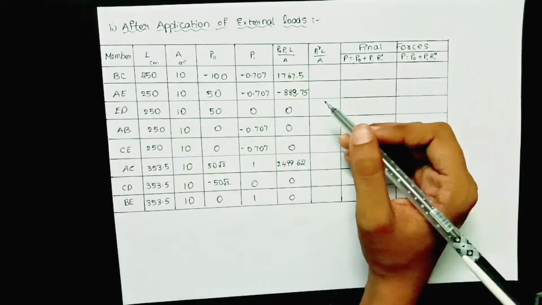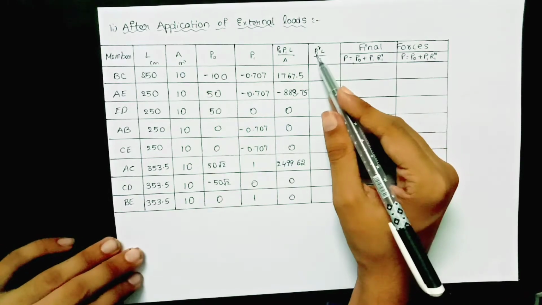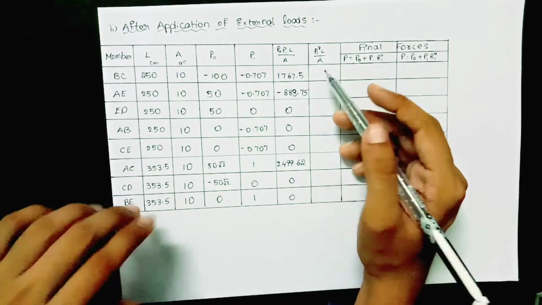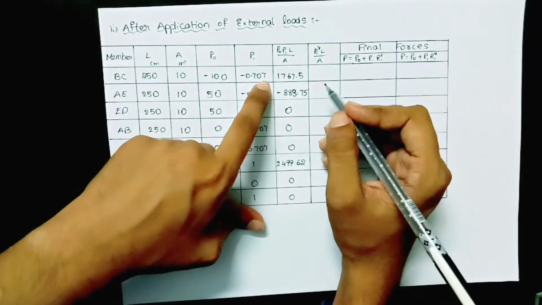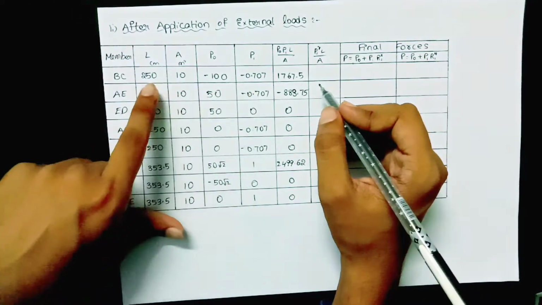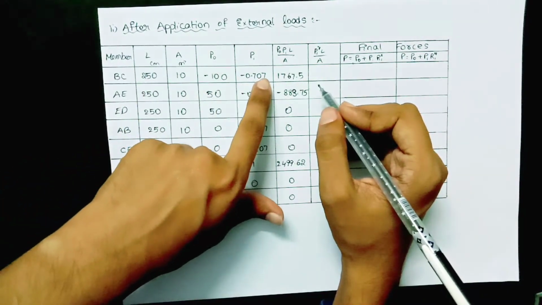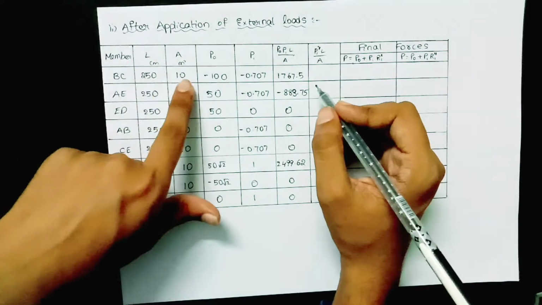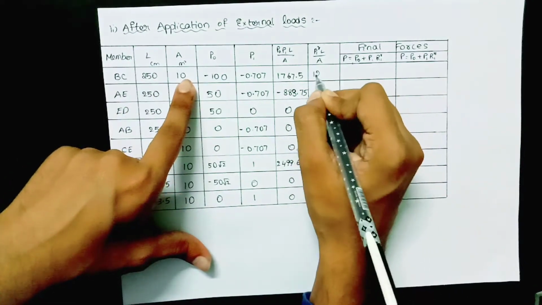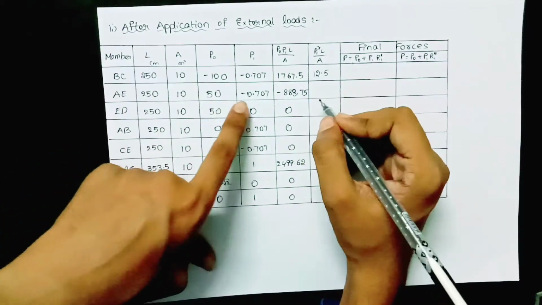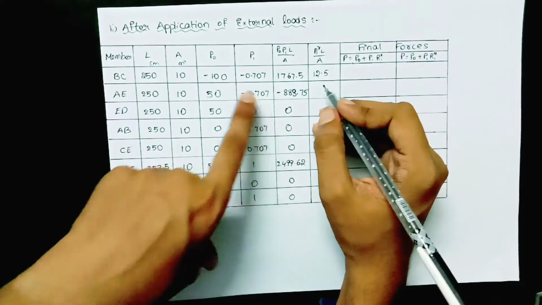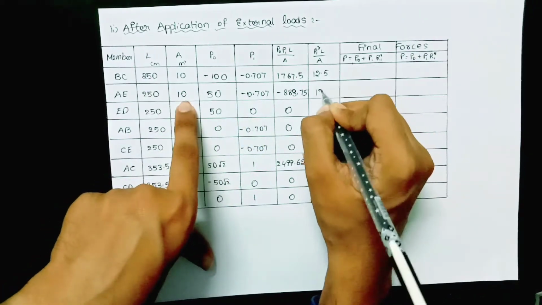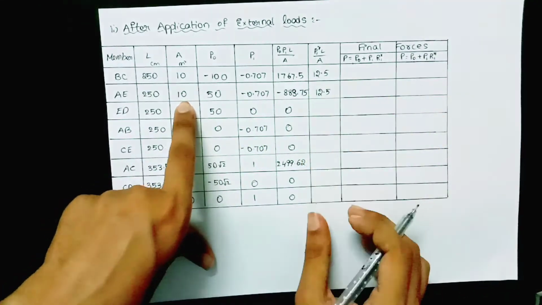Now calculate P1 square into L by A. P1 square means minus 0.707 into minus 0.707 whole square into 250 by 10. The value is 12.5. Again minus 0.707 into 250 by 10. Again 12.5. Similarly calculate all the values.